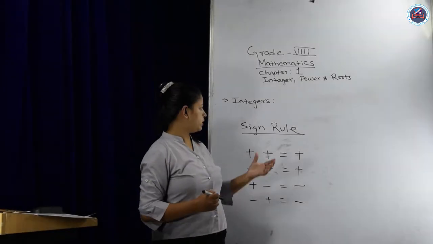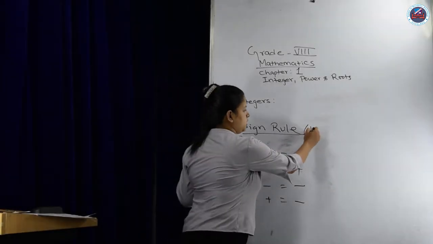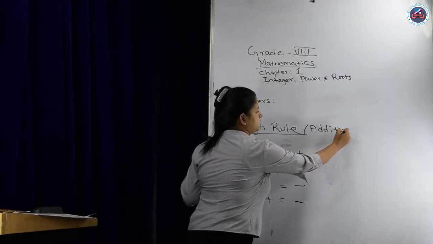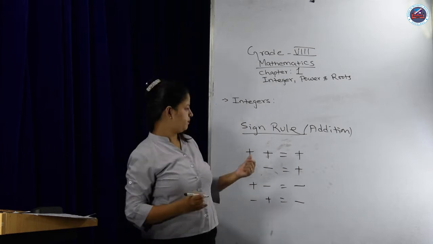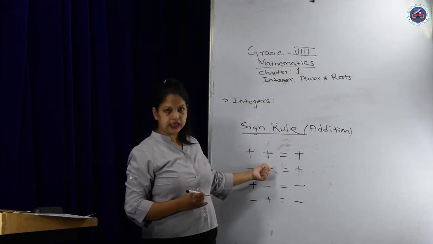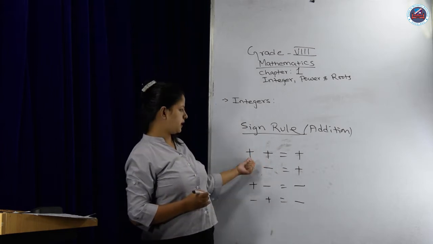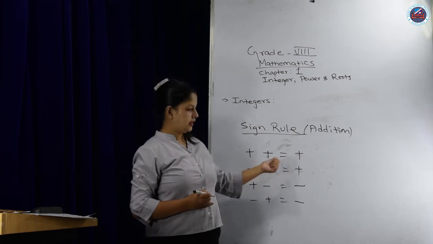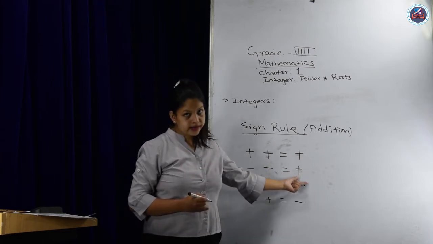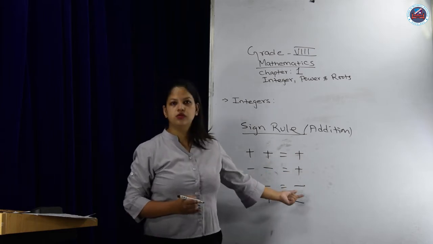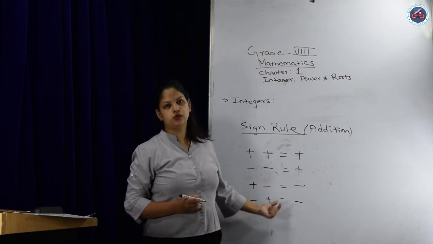Now, here we are doing addition. For addition, a sign rule is to be followed. If both the signs are the same, we add them. Meaning plus plus, we add them. Minus minus, still we add them. Plus minus, we subtract them. Minus plus, we subtract them.